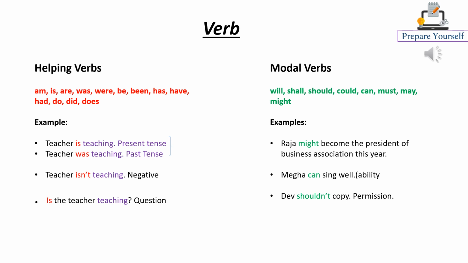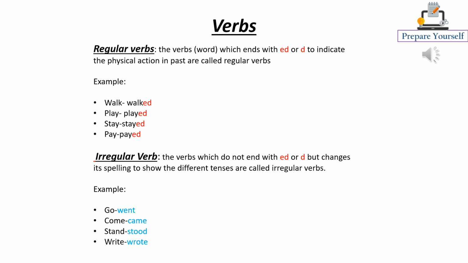Number 2. Megha can sing well. Here, can shows the ability of a person. Number 3. They should not copy. Here, should not shows it is not permitted or not advisable to copy. Copying is not accepted. So this shows the mood and attitude of a speaker. Now let's move on to our last slide.